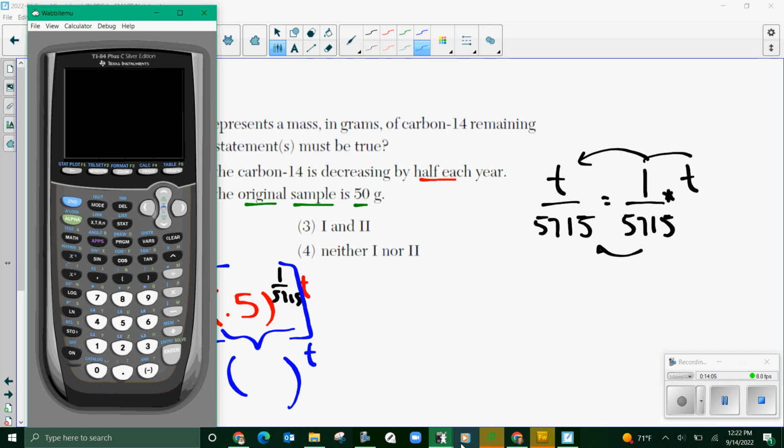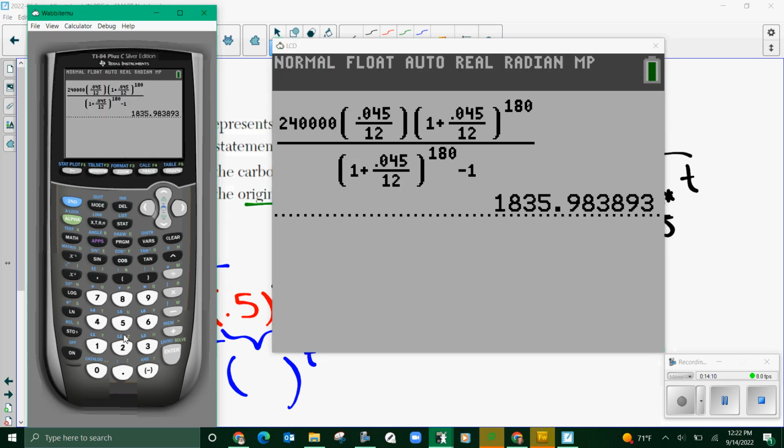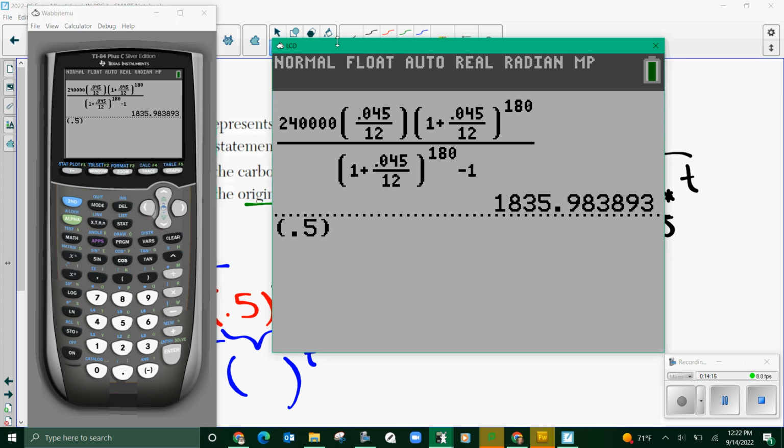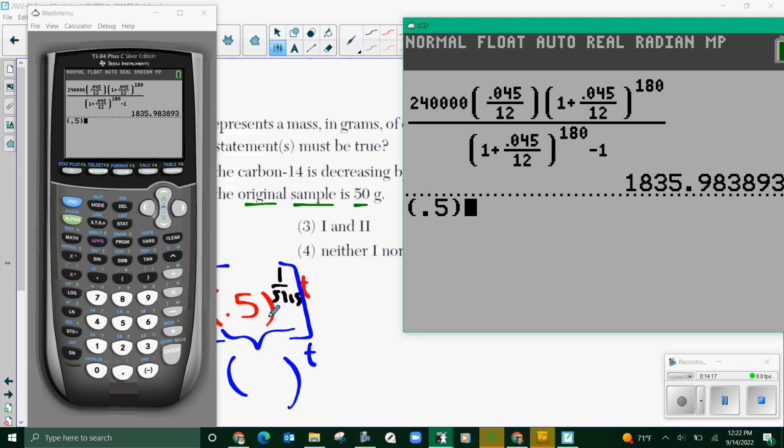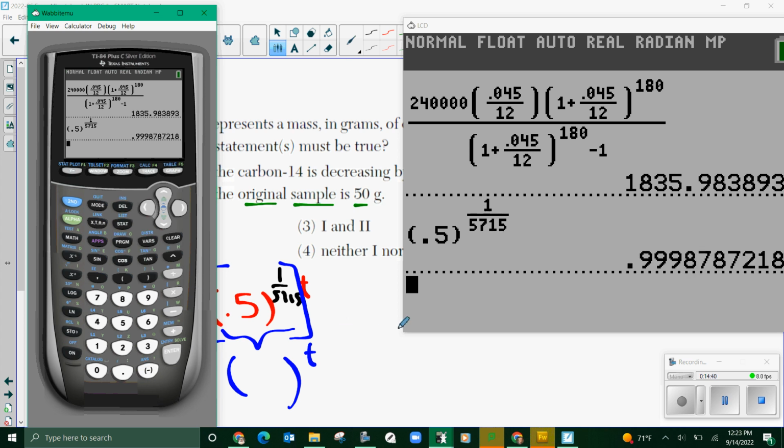Time to use the handy-dandy calculator. I'm going to turn this on. I'm going to take parenthesis 0.5, and all I'm going to do is raise that to 1. I always say I use the fraction function, so I'm going to do that instead of type it out. Alpha y equals enter. We should get in that habit. I was going to say 1 divided by 5715. It would have been the same thing, but let's get into good habits here. And I hit enter.